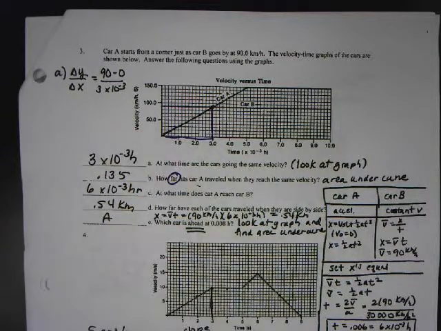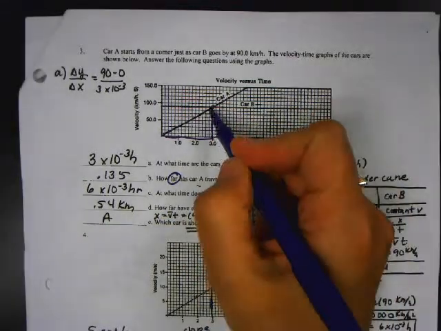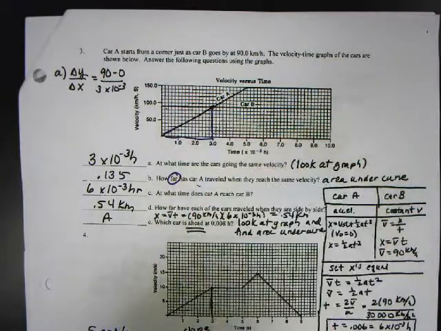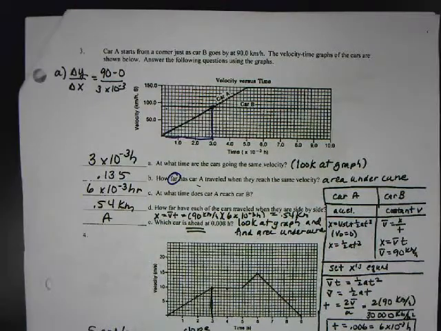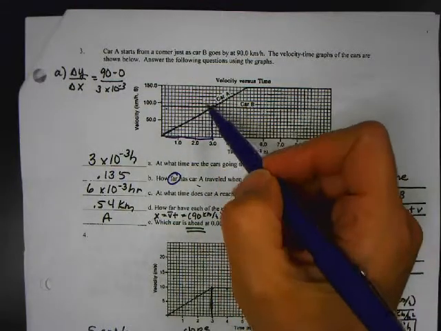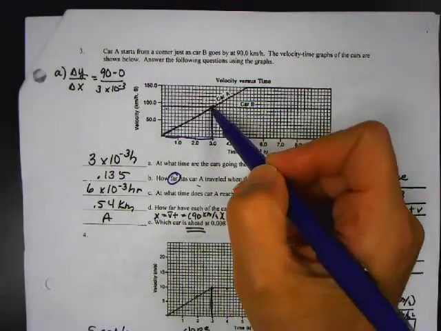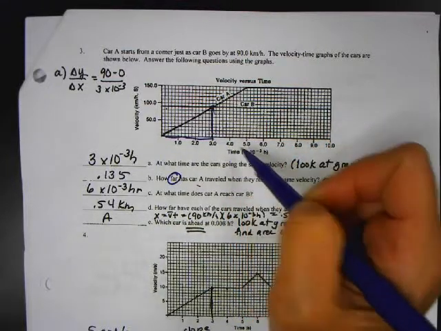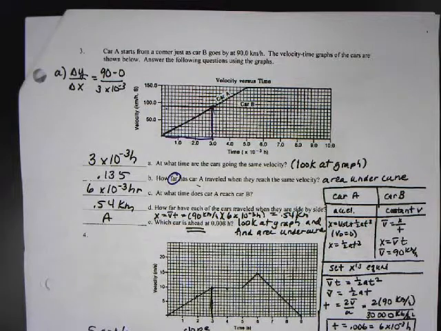So this is a velocity versus time graph. To see whether they're going the same velocity, I don't need to know anything about physics. I'm just reading the graph. So car A and car B, at this point, they're both going the same velocity, and that's 90 kilometers per hour. But it says at what time. So when they're both going 90 kilometers per hour, it's at this time here, which is 3.0 times 10 to the negative 3 hours.